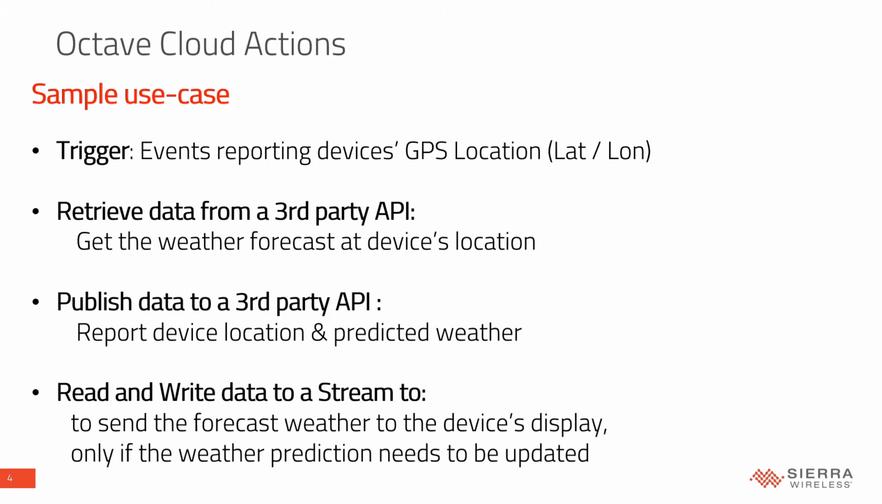What we'll use these features for is, first of all, to send the weather forecast to the device's display. We will do that by writing an event in the device command stream. We also want to avoid sending updates to the device if the weather prediction remains the same. So we'll have a stream on the cloud side where we store the latest prediction that we have already sent to the device, and we'll be able to compare the new forecast to the status on the device, and just send commands to the device in case there has been an update.